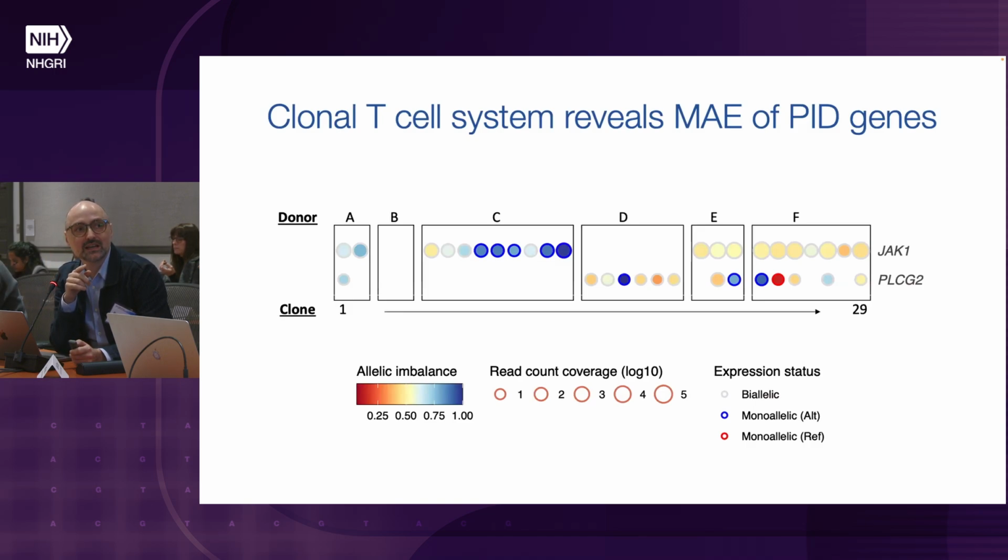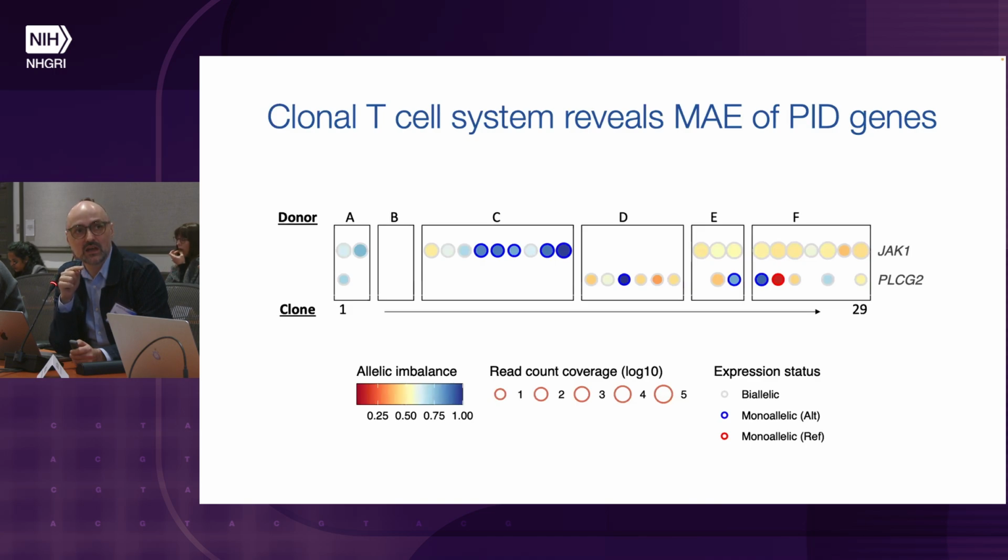If you look at the color of the circle, the middle is yellowish and light blue. That means it's biallelically expressed. If it's completely blue, it means it's an alternate allele. If it's completely red, it means it's a reference allele. If you go to donor C, you can see how about half the clones are monoallelically expressing a silent SNP that this healthy individual has.